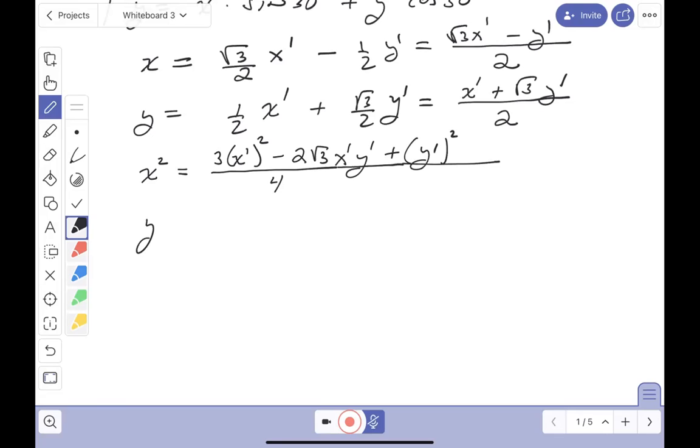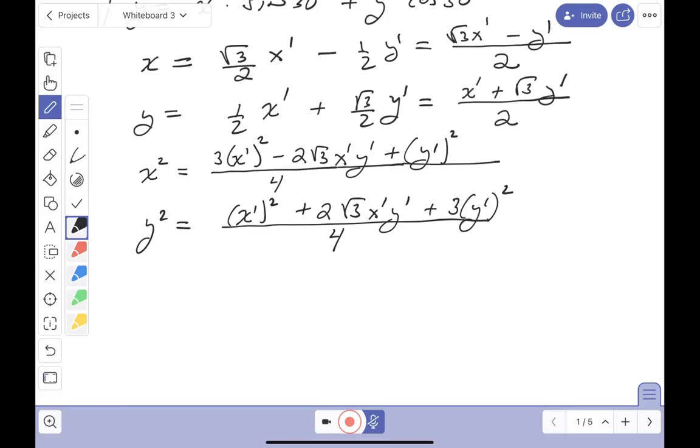What else do I need to know? I need to know y squared. It's in the original problem. And what am I doing? I'm squaring y now, and I think it's pretty easy to do. What do you get? 4. On top, you get x prime squared plus 2 root 3 x prime y prime plus 3 y prime squared.